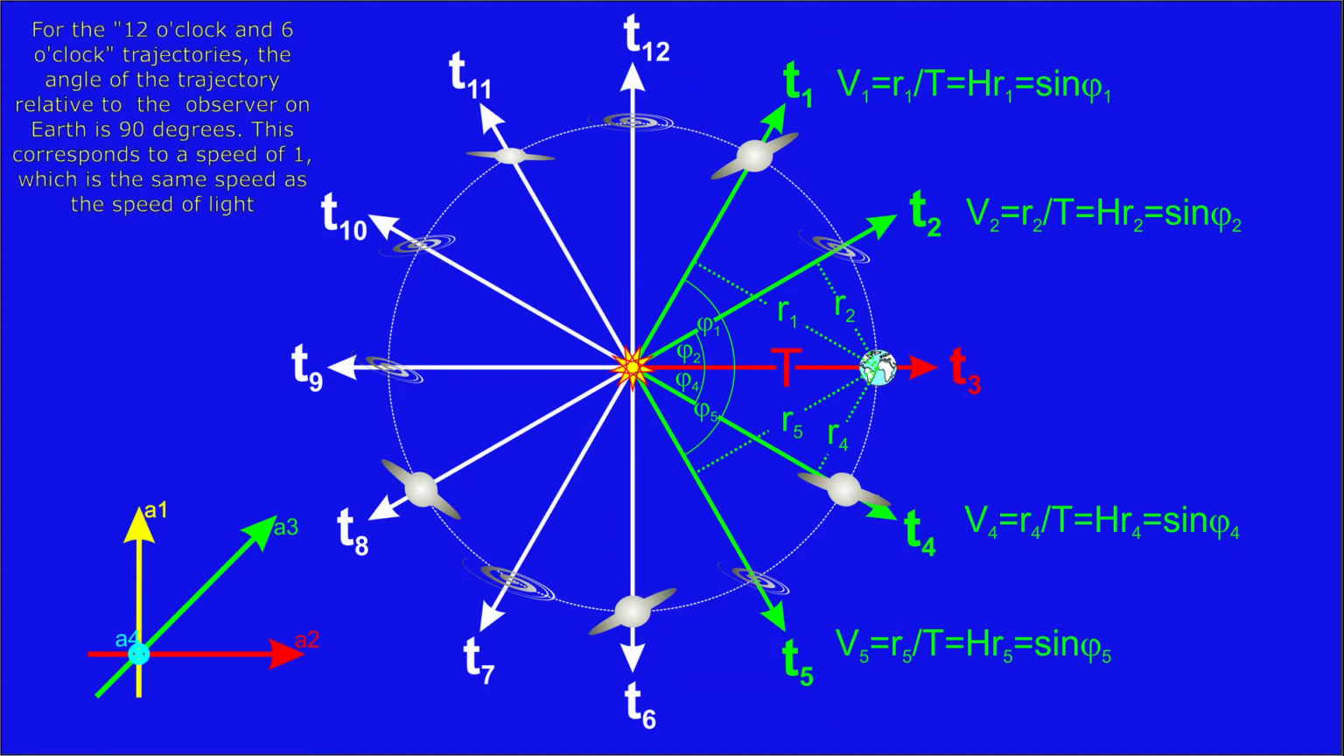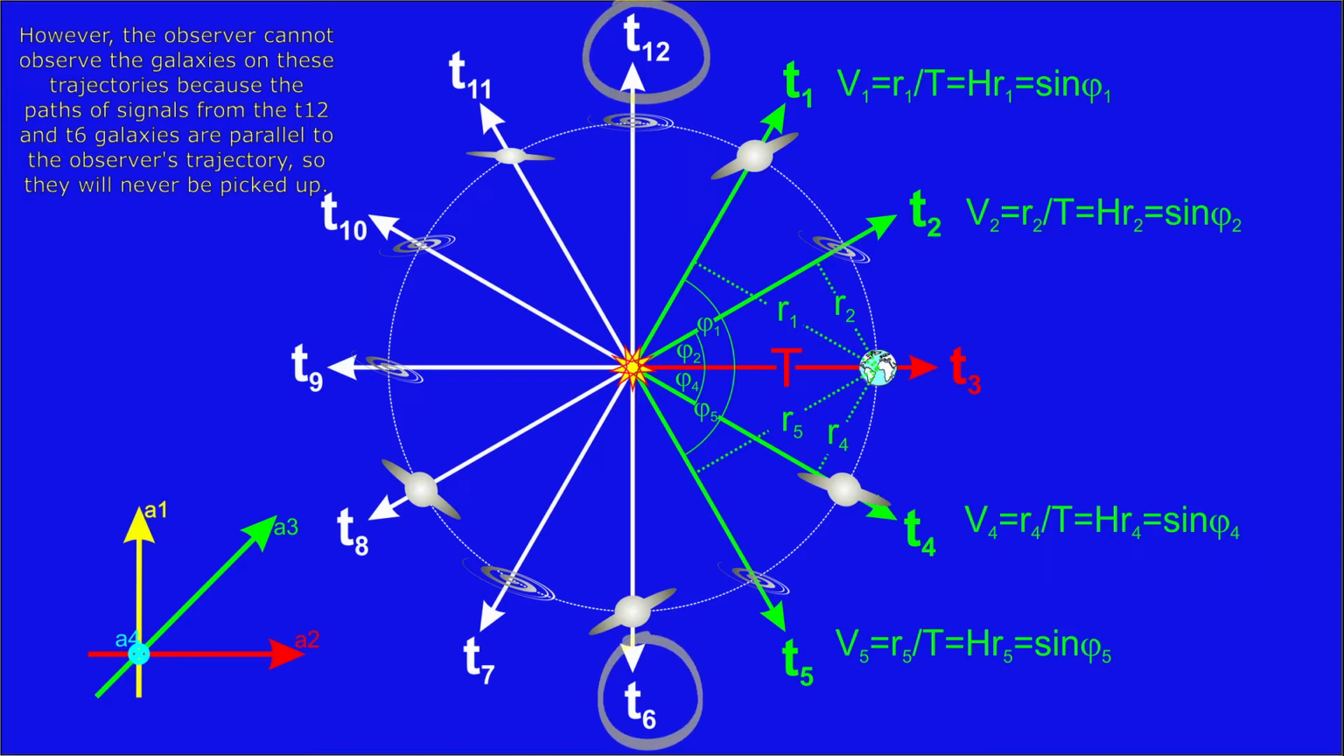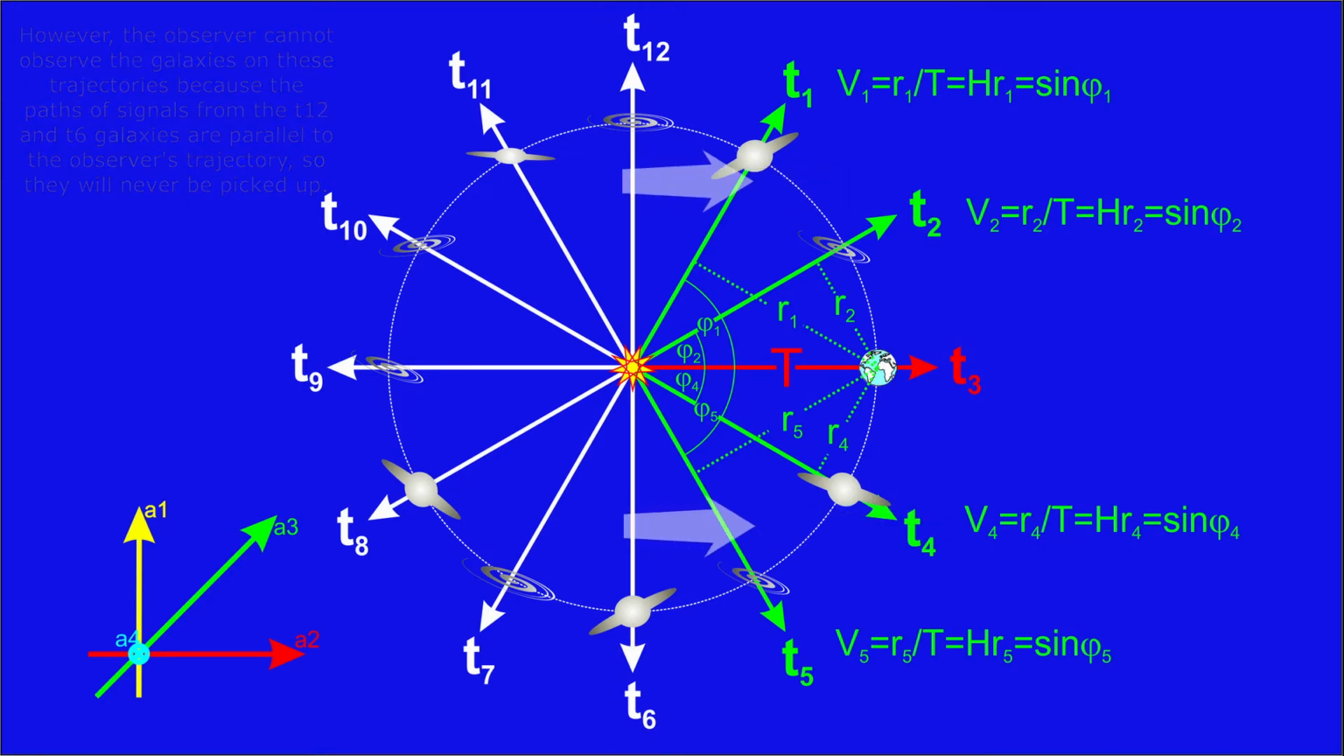For the 12 o'clock and 6 o'clock trajectories, the angle of the trajectory relative to the observer on Earth is 90 degrees. This corresponds to the speed of 1, which is the same speed as the speed of light. However, the observer cannot observe the galaxies on these trajectories because the path of signals from the T12 and T6 galaxies are parallel to the observer's trajectory, so they will never be picked up.